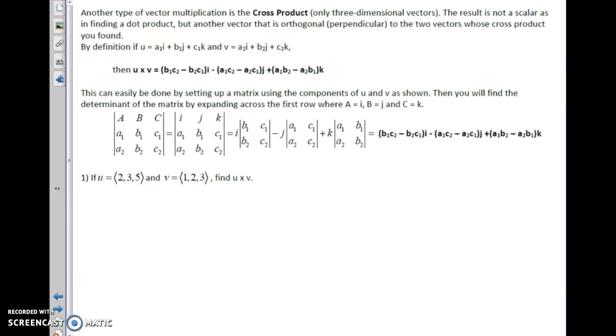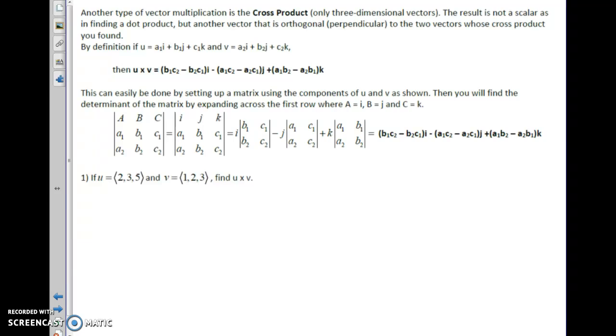For the lesson, we're going to be finding the equations of planes, and in order to do that, we first have to learn how to find the cross product of two vectors. We found the dot product earlier. The result is a scalar. When you find the cross product, you find another vector that is orthogonal to those two vectors.